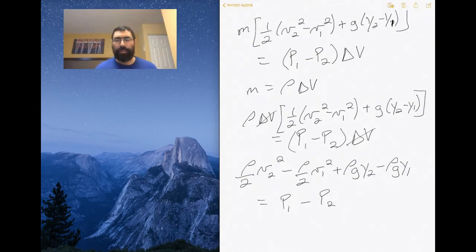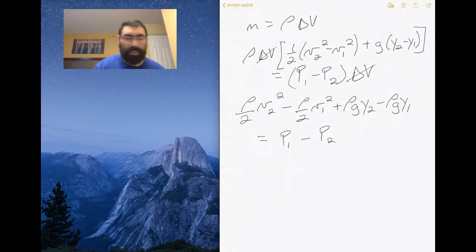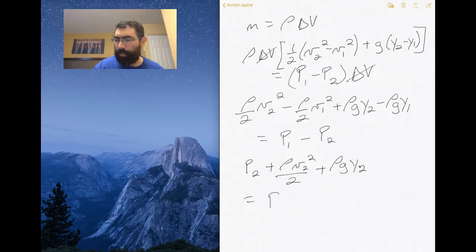So let's move everything around. Let's move all the subscript 2 to the right-hand side and all the subscript 1 to the left-hand side. And so what I have is pressure 2 plus the density times the velocity squared divided by 2 plus the density g times the height is equal to pressure 1 plus the density times the velocity squared over 2 plus the density g times the height.